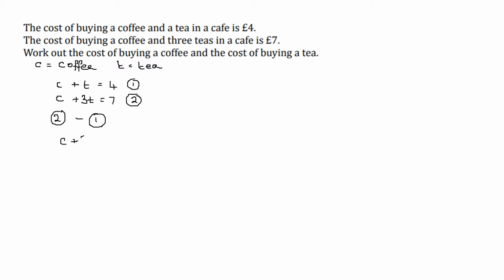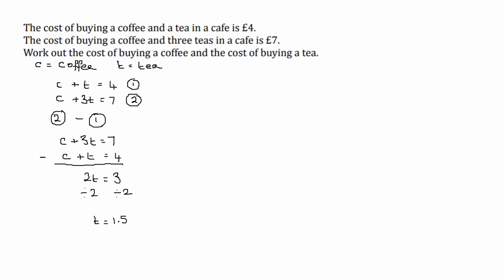So I'm going to have C plus 3T equals 7, and I'm going to take away C plus T equals 4. So C take away C, those will eliminate, they're gone. 3T take away positive T will be 3T take away T, which will give me 2T. And 7 take away 4 will give me 3. So I'm now left with a simple linear equation to solve. So 2T is equal to 3. I'm going to divide both sides by 2. So that means that T is equal to 1.5.